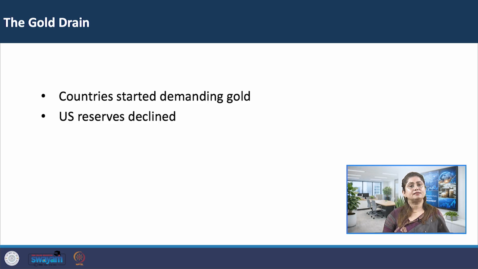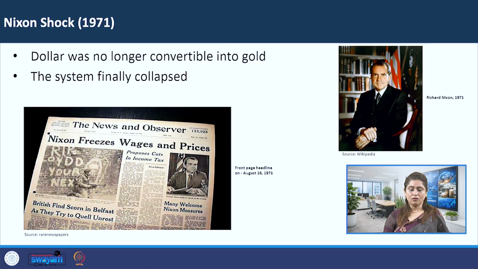Now, by the late 1960s, this problem became very serious. Countries, especially in Europe, started converting their dollar reserves into gold. As a result, the gold reserves of the United States began to fall. Now, the dollar was no longer convertible into gold. The system finally collapsed. Now, how did it happen?